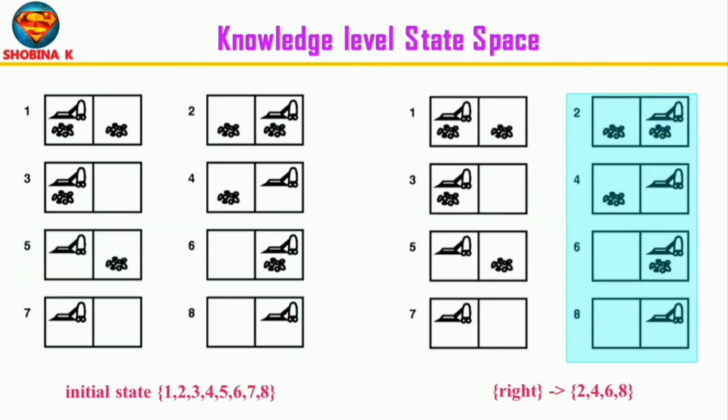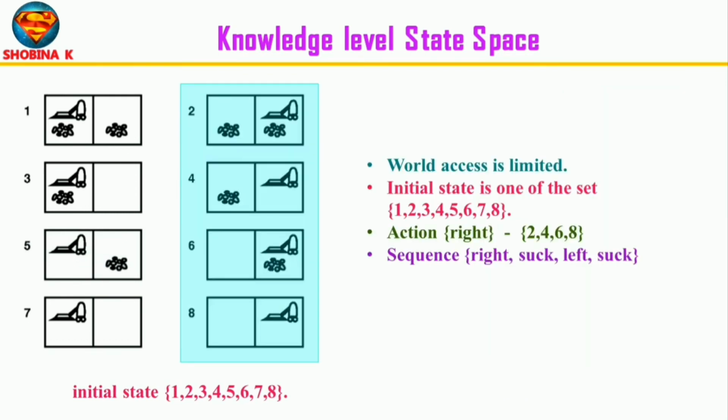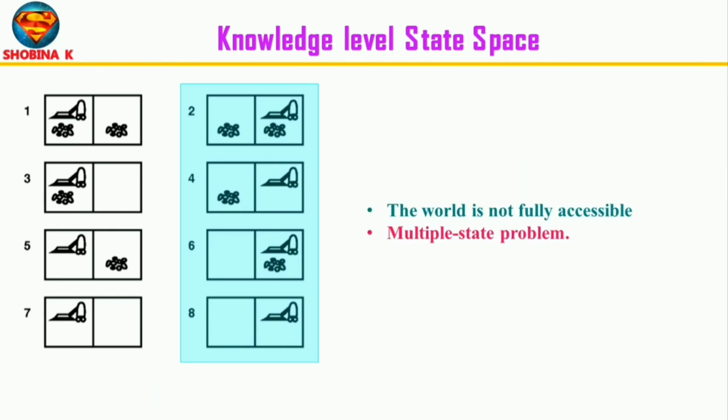Suppose the agent knows all the effects of its actions, but the world access is limited. Then the initial state will be one of the states from 1 to 8. That is, it knows the action right will cause it to be in one of the states 2, 4, 6, 8. In fact, it can discover the sequence right, suck, left, suck is guaranteed to reach a goal no matter what the initial state is. So when the world is not fully accessible, the agent must reason about the set of states that it might get to rather than the single state. This is called the multiple state problem.